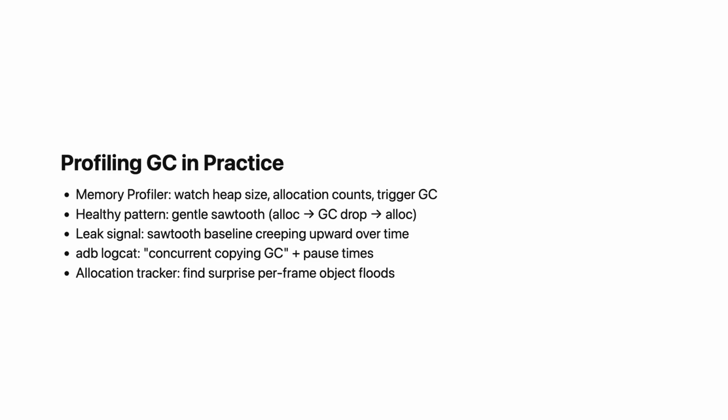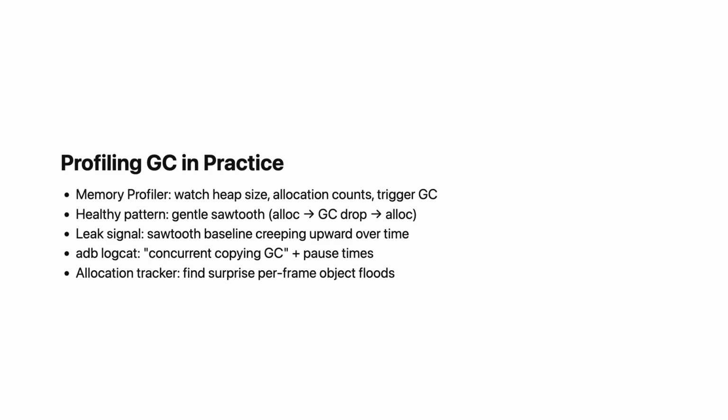For allocation-heavy scenarios, use the allocation tracker in the profiler to find which methods are creating the most objects. Often you will find a surprise, some innocent-looking utility function that gets called thousands of times per frame, each time creating a small temporary object that adds up to a flood of garbage.